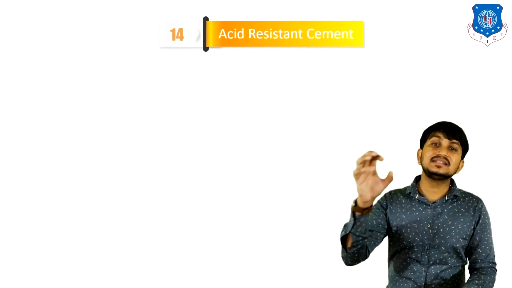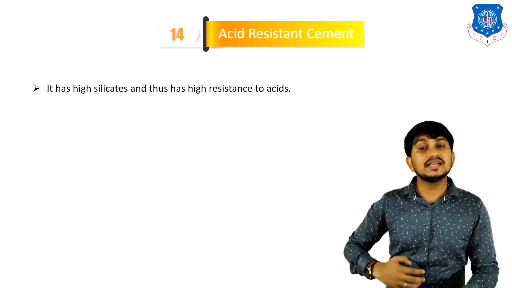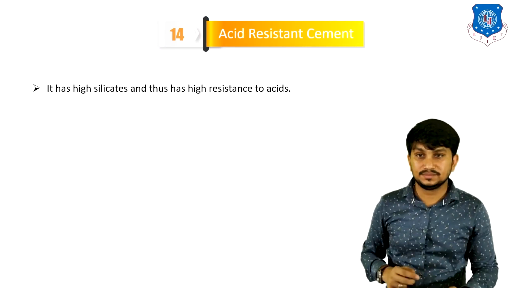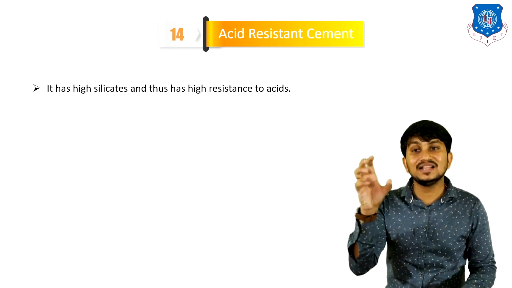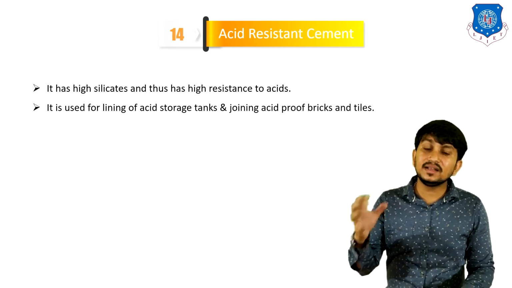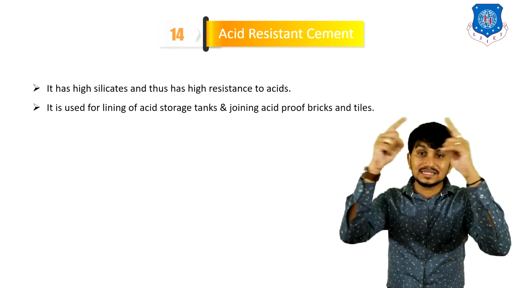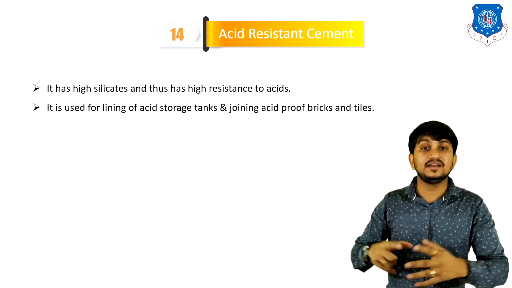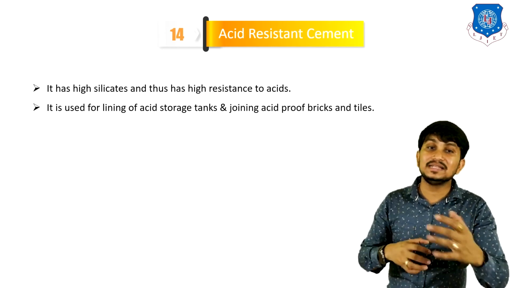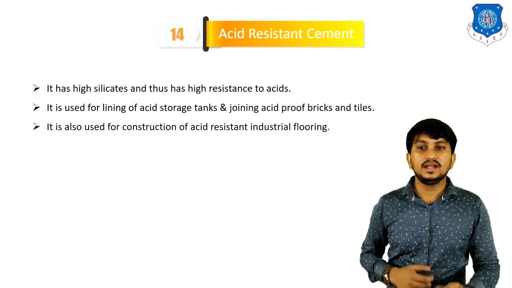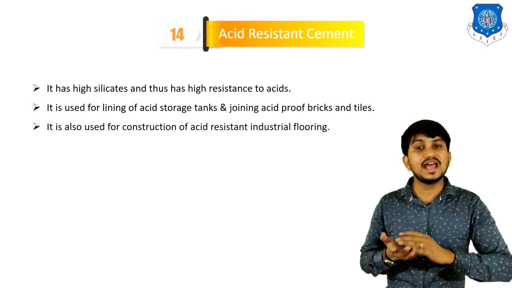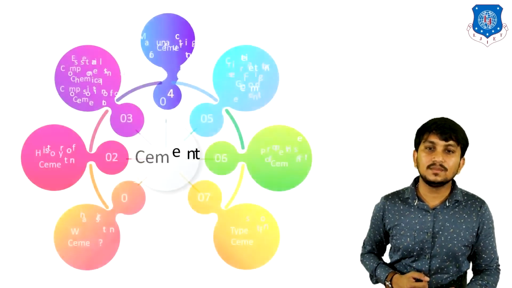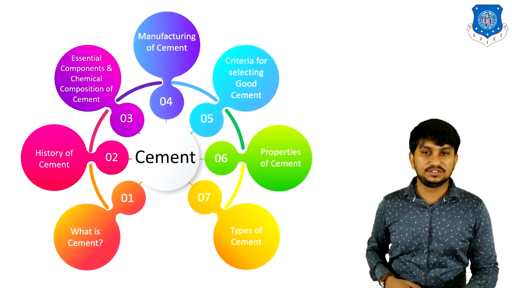Last is acid resistant cement. It has high silicates and thus has high resistance to acids. So it has very high silicate content. It is generally used for lining of acid storage tanks in a number of industries and also used for joining acid-proof bricks and tiles. It is also used for construction of acid-resistant industrial flooring. That's all about various types of cement.